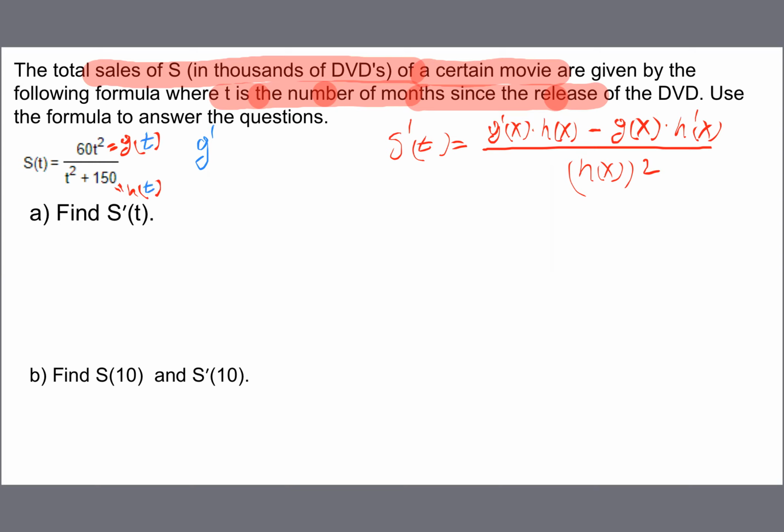Okay, so g prime of t equals 60 times 2 times t, so it's 120t. H prime of t is 2t plus 0 equals 2t.